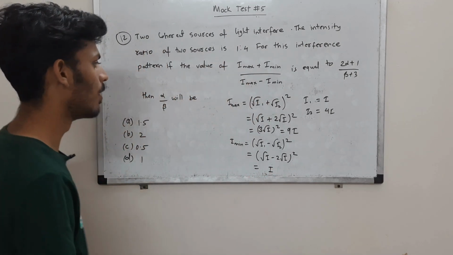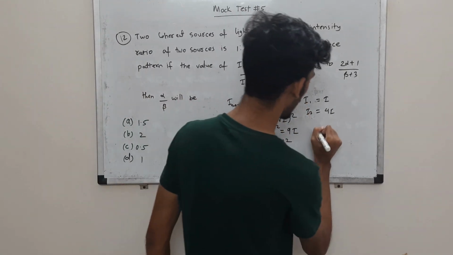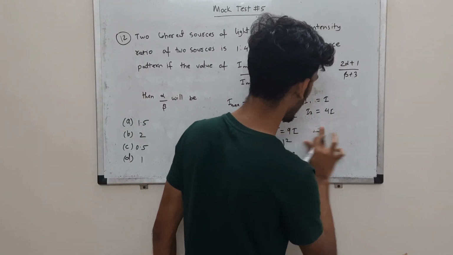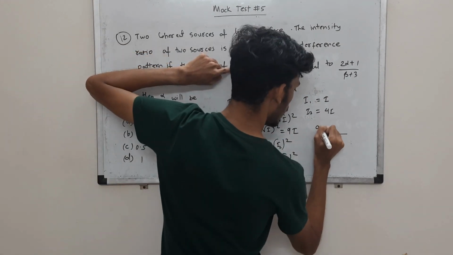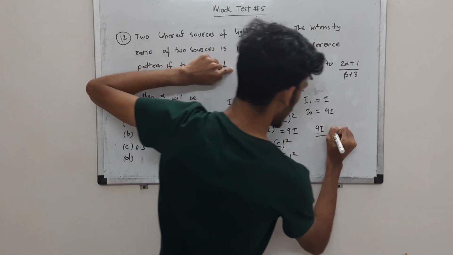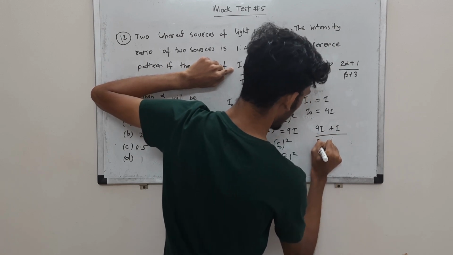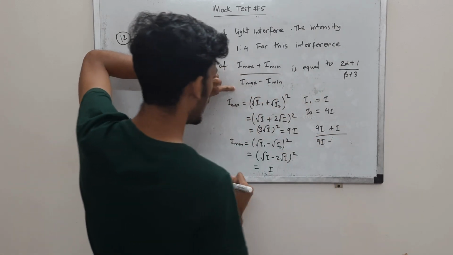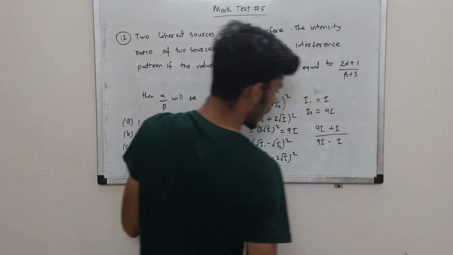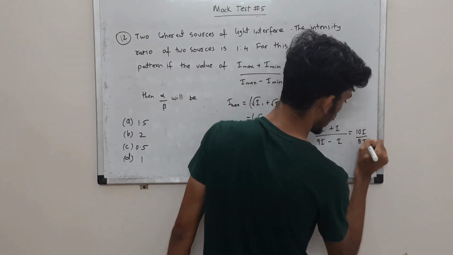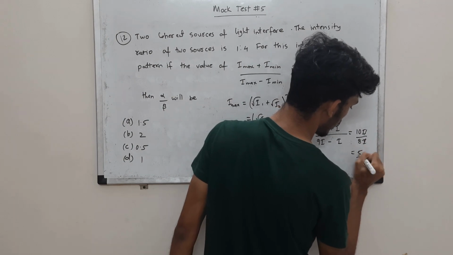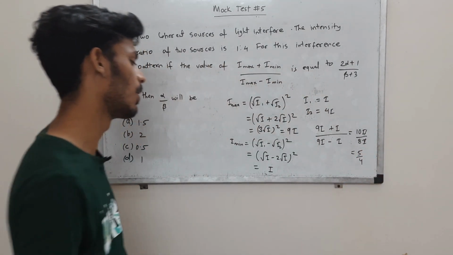Okay, so now let us compute this ratio directly. I max, which is 9I, plus I minimum, which is I, upon I max 9I minus I minimum, which is I. So now let us find this out. This will be 10I and this will be 8I. I will get cancelled. This is 5 by 4. Now till here it is good, okay.